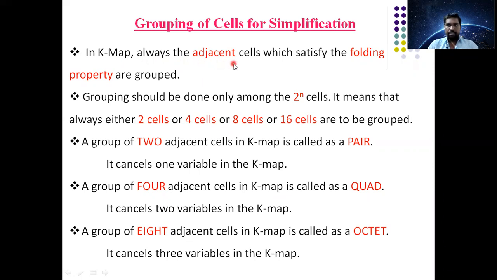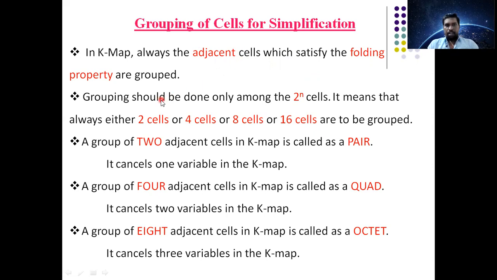What is adjacent? Adjacent is nothing but those cells you are going to group should lie side by side and they should satisfy the folding property. The cells which satisfy the folding property are called adjacent cells, and between these adjacent cells only you should perform the operation of grouping.